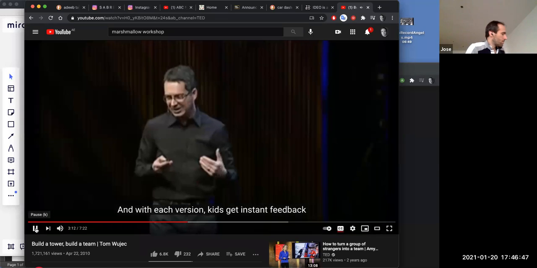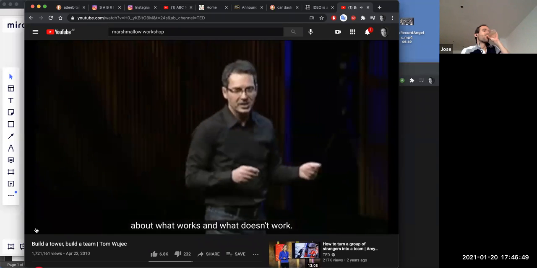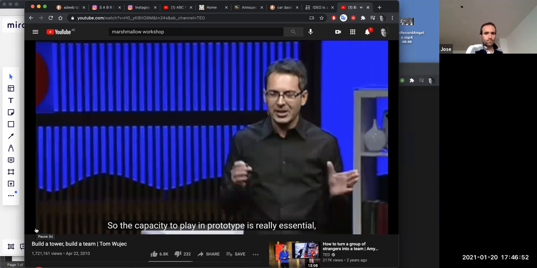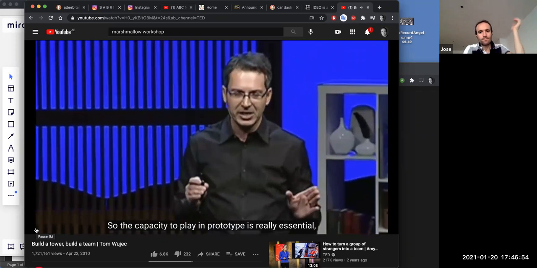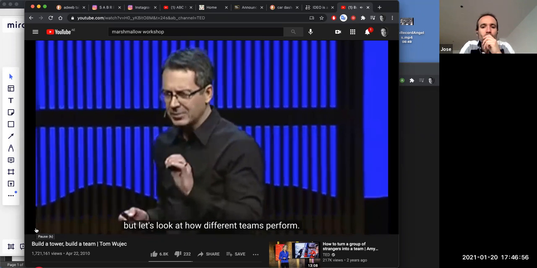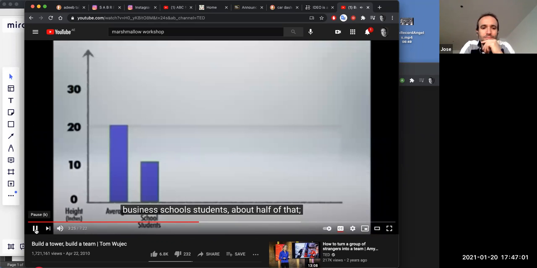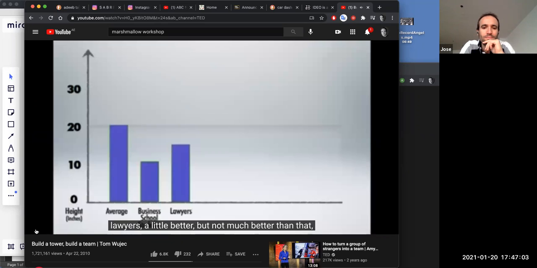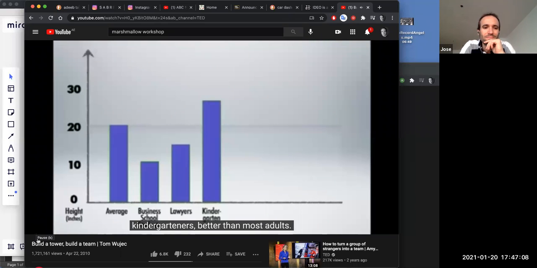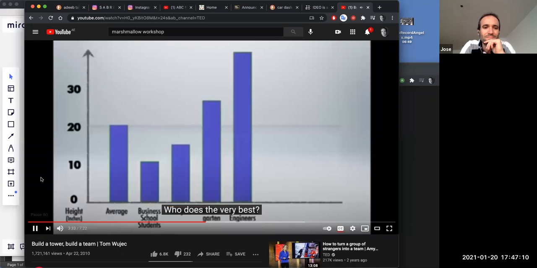And with each version, kids get instant feedback about what works and what doesn't work. So the capacity to play and prototype is really essential. But let's look at how different teams perform. The average for most people is around 20 inches. Business school students, about half of that. Lawyers, a little better, but not much better than that. Kindergartners, better than most adults. Who does the very best? Architects and engineers, thankfully. Thank God. I've done this workshop many times when I was teaching design thinking at UA University.